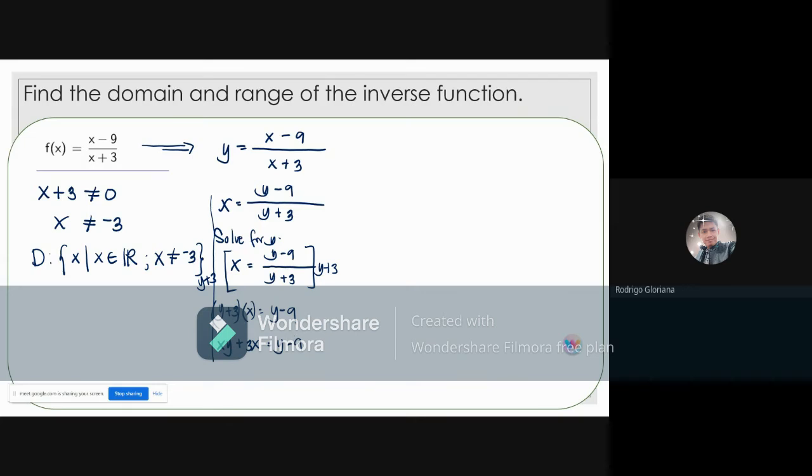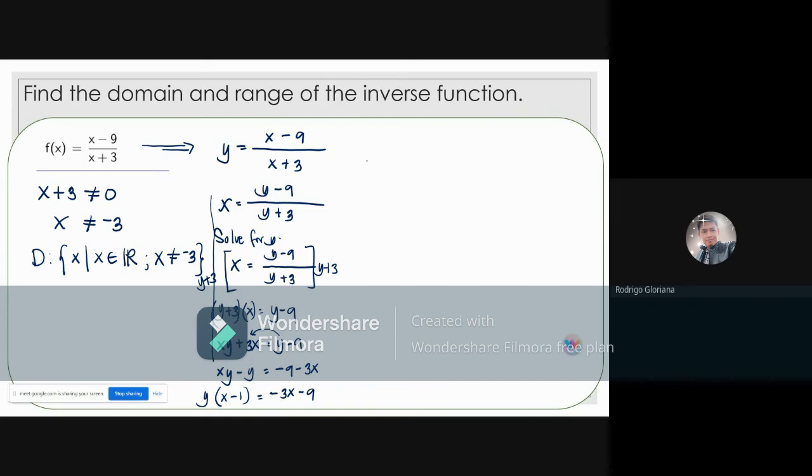Then, variable y, we have now to subtract both sides by y. So, we have xy minus y. And we have to subtract 3x both sides. We have now negative 9 minus 3x. Okay? Then, factor out y. Common factor is y. Then, x minus 1, equal to negative 3x minus 9. Still the same. And then, divide both sides by x minus 1.